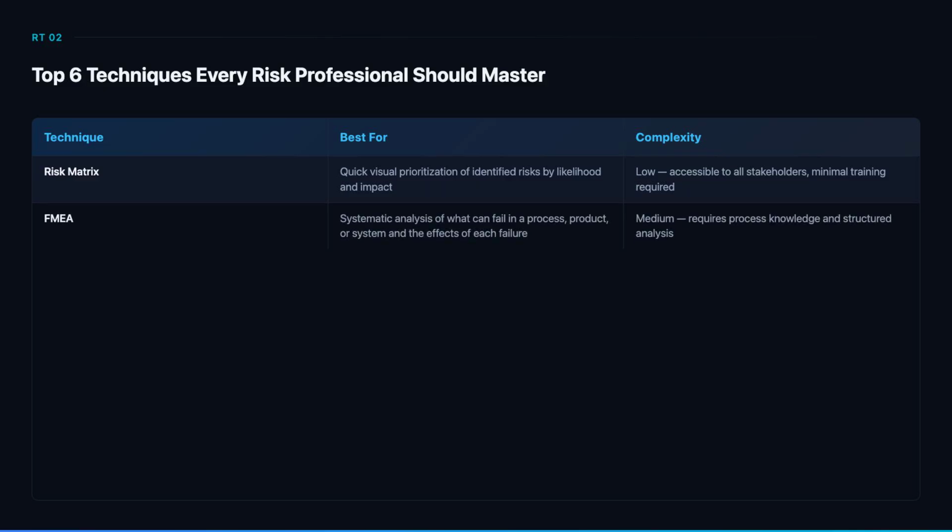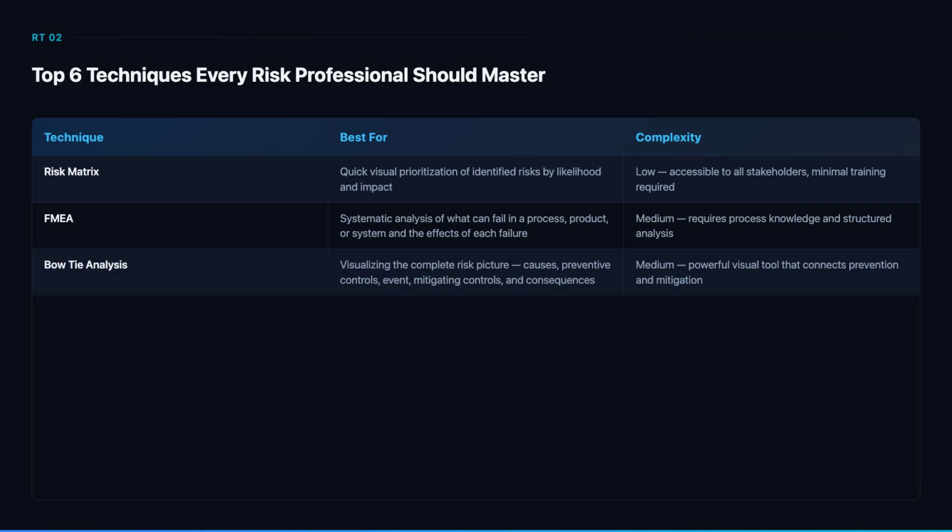Failure mode and effects analysis systematically examines each component or step in a process, identifies how it could fail, assesses the severity, likelihood, and detectability of each failure, and calculates a risk priority number. FMEA is essential for manufacturing, engineering, and process improvement. Tech Solutions uses FMEA for their software deployment pipeline, identifying 23 failure modes and their mitigations.